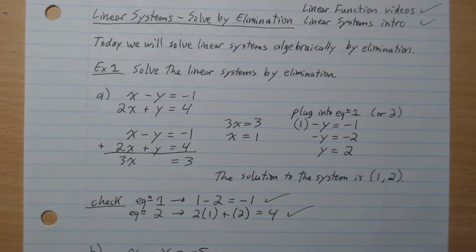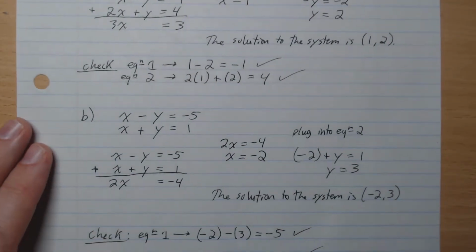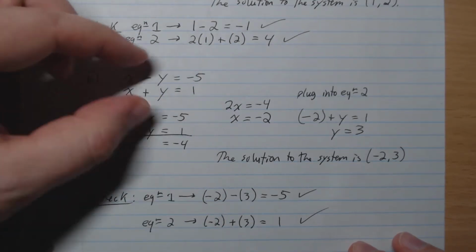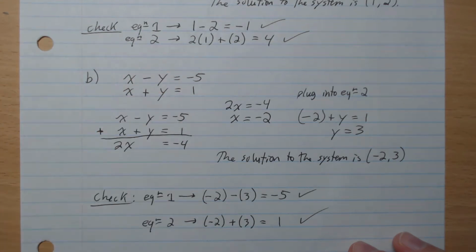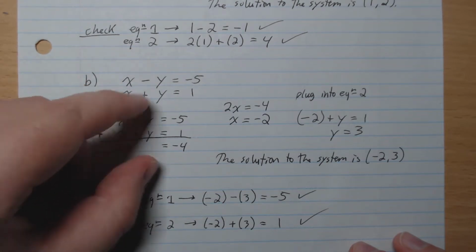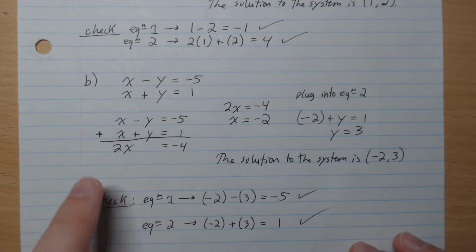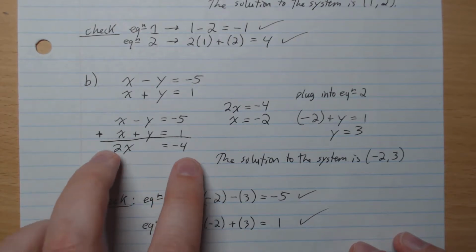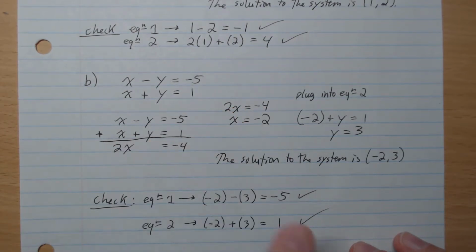So I'm going to do lots of practice for you guys to really catch it. Lots of examples. So B, here's our next system here. We notice that if we add them, the y will disappear. And so this is what we want. We are eliminating our y. So we're going to decide to add the two equations together. And so we get 2x equals negative 4, right? Negative 5 plus 1 gives negative 4. And so we have that. 2x equals negative 4. Therefore, x equals negative 2.